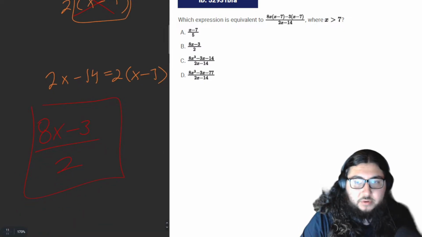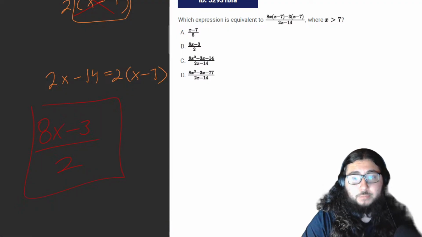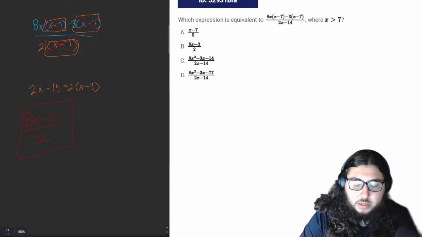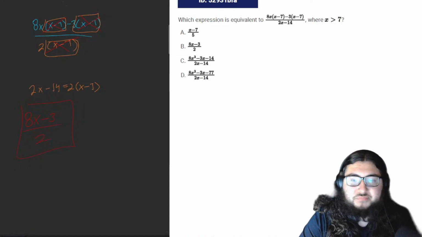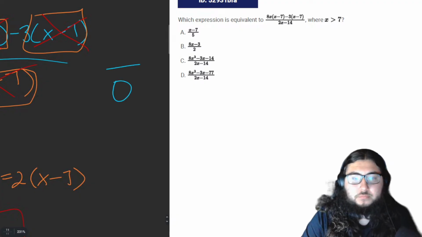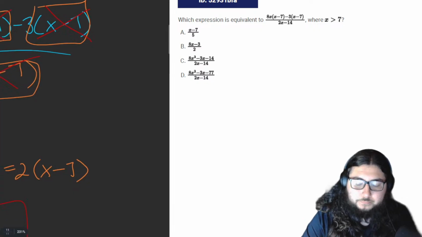And they specify that x is greater than 7 only because if it were exactly 7, this expression would be undefined at one point, which is x equals 7. If you don't get what that means, don't worry about it. Basically it just means that you're dividing by 0, which is not allowed in math. It's undefined if it's divided by 0.